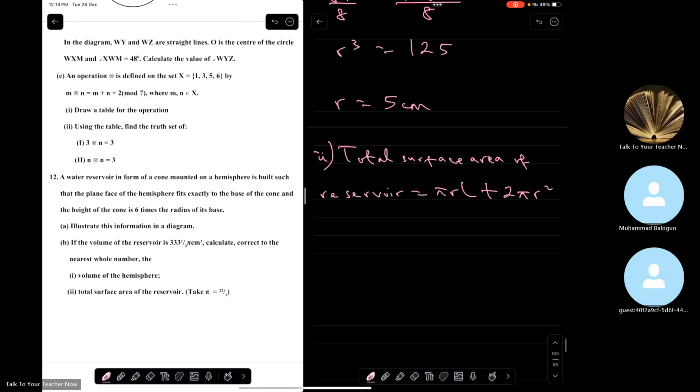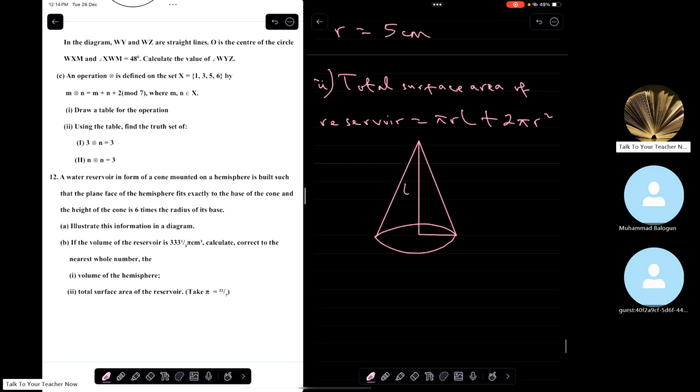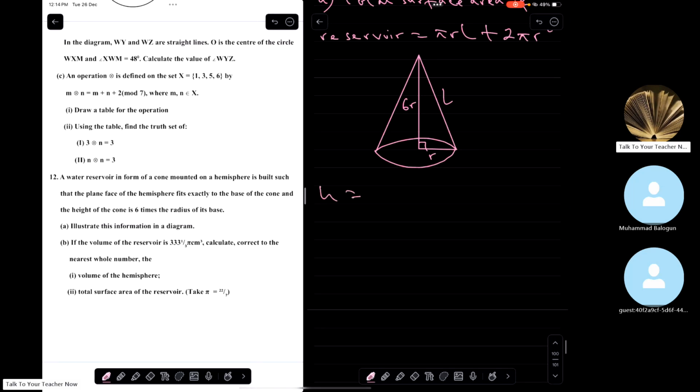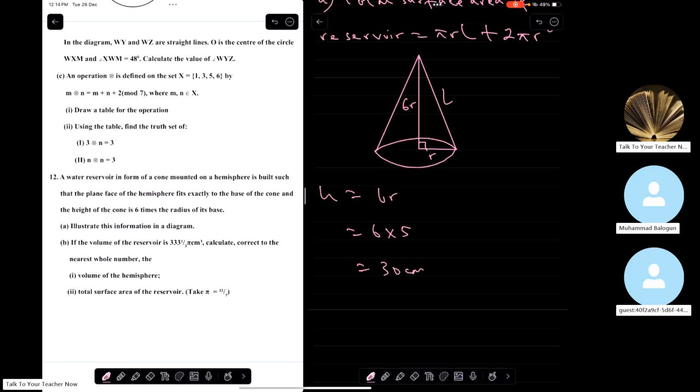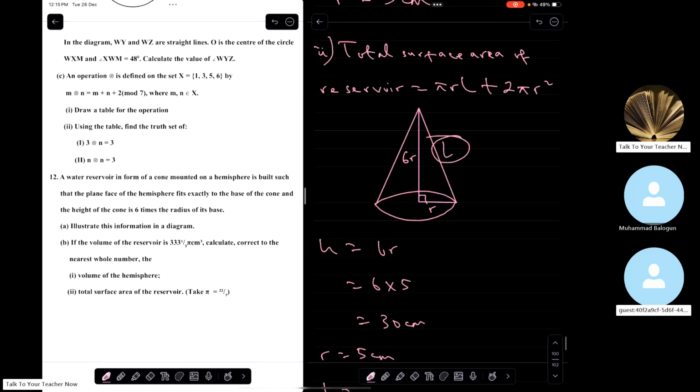H equals the height of the cone. For the cone, we know the height and we know the radius. Height is 6R and the radius is R. We need this slant height to be able to find the curved surface area. So H equals 6R, which is 6 times 5, that's 30 centimeters, while R is 5 centimeters. So how do we find L from here?